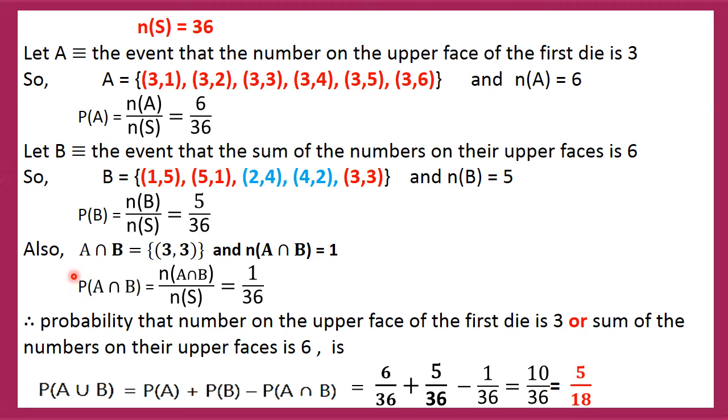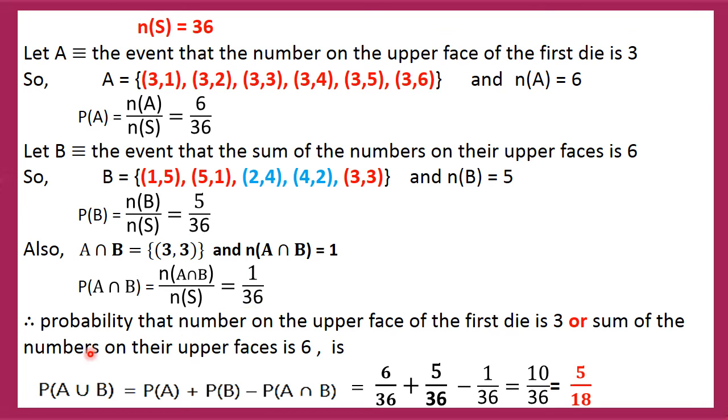Now A intersection B, that is the common elements. Out of these A and B there is only one element, that is 3, 3. Ordered pair (3, 3) is the common element in both A and B. So n of A intersection B is equal to 1. So we can find the probability of A intersection B, that is n of A intersection B upon n of S, that is 1 upon 36.